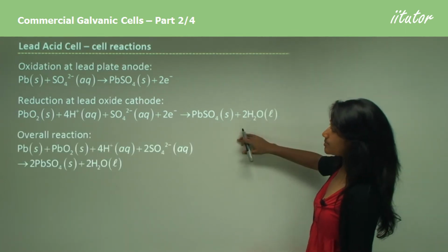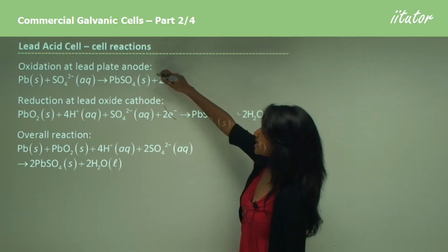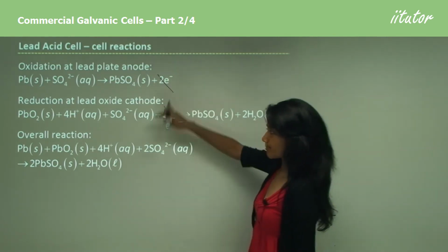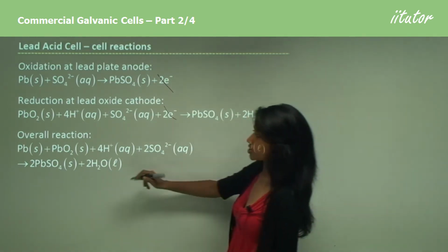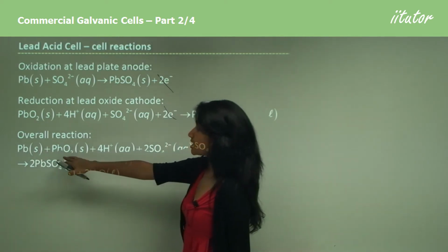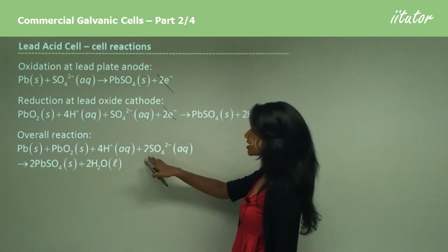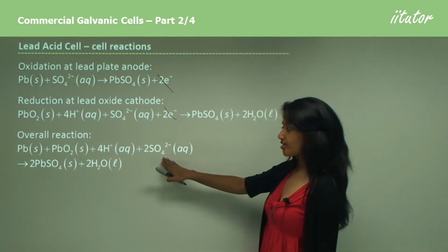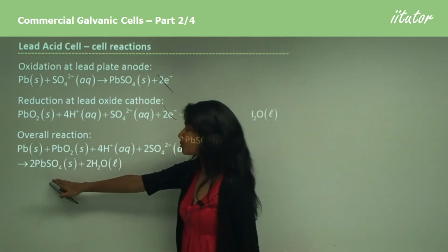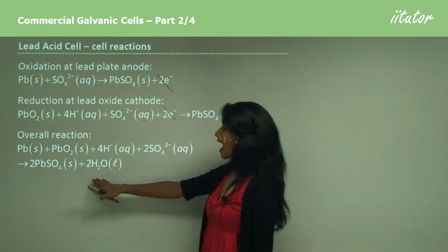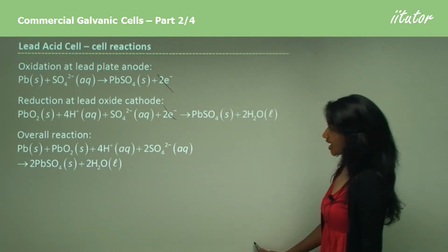So we're going to add up these 2 equations. We take these out and we just add them up horizontally, vertically. So you would get lead oxide, 4 hydrogen ions, and 2 sulfate ions, giving us 2 molecules of lead sulfate and 2 water molecules, as you can see there.